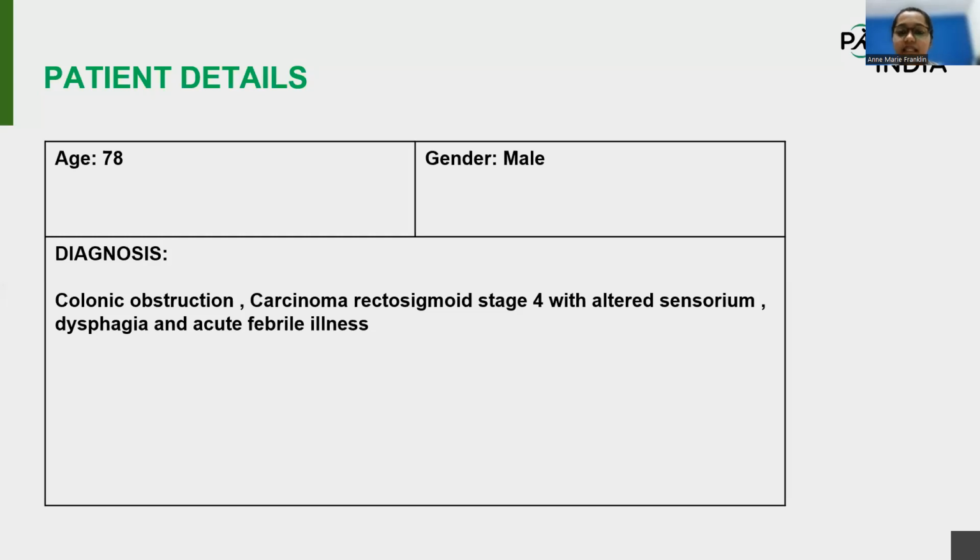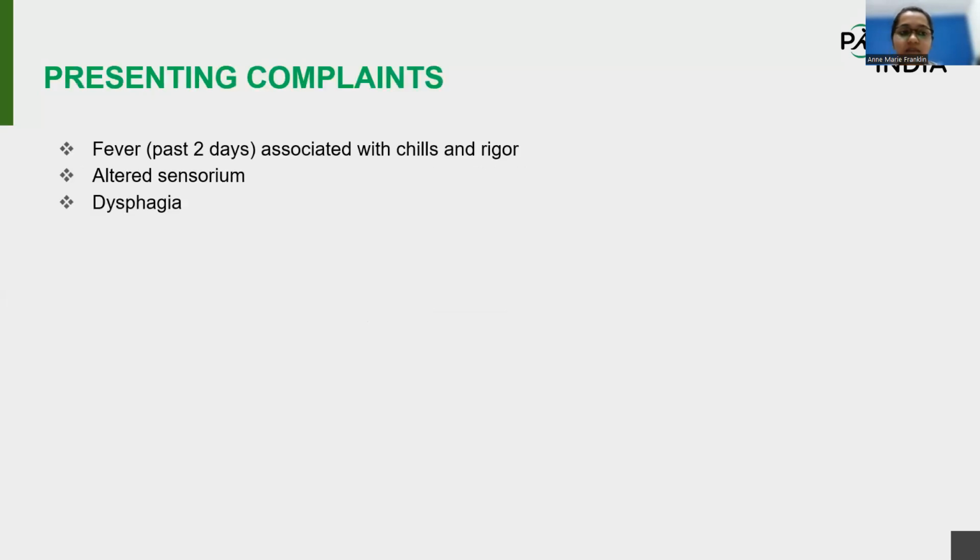So today's case is about a 70-year-old male. He was having colonic obstruction and a diagnosis of carcinoma rectosigmoid stage 4 with also altered sensorium, dysphagia, and acute febrile illness. The patient presented with fever associated with chills and rigor for the past 2 days, and he is having an altered sensorium and dysphagia.